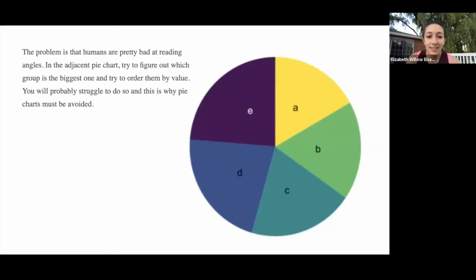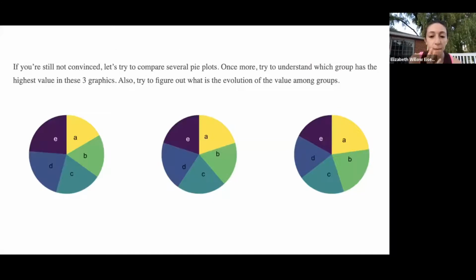It's not easy to figure out which one is the biggest, and how we can order these by their value. It's a little bit clearer when there are big, obvious differences, but in a lot of cases they're not huge differences, and it's hard to tell with pie charts. Humans have a hard time reading angles, and different colors next to each other can kind of mess things up.